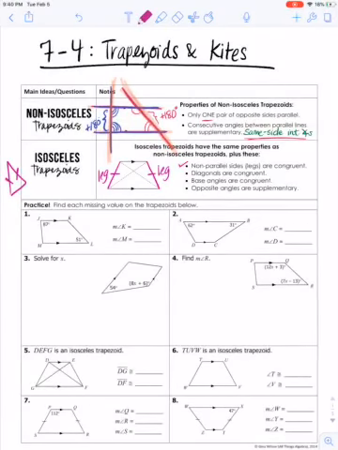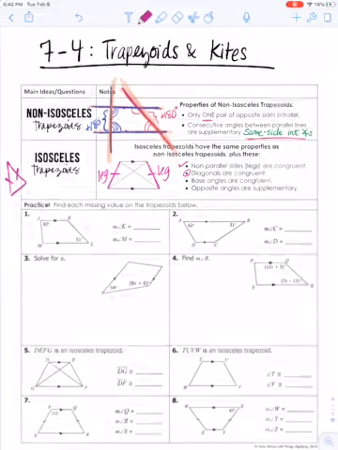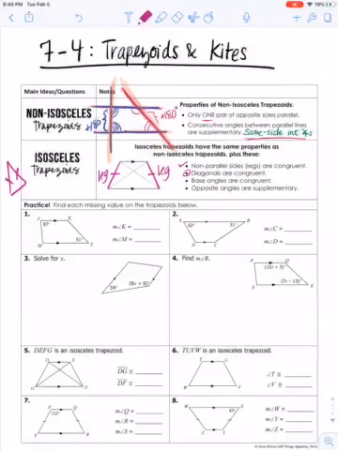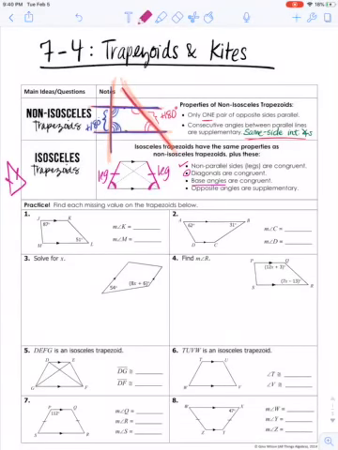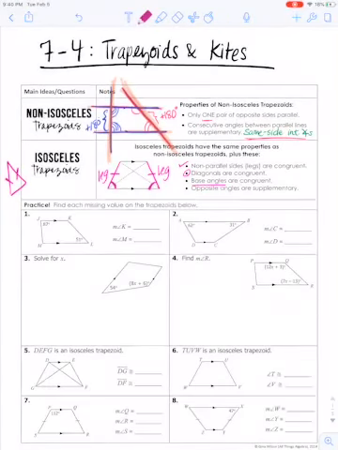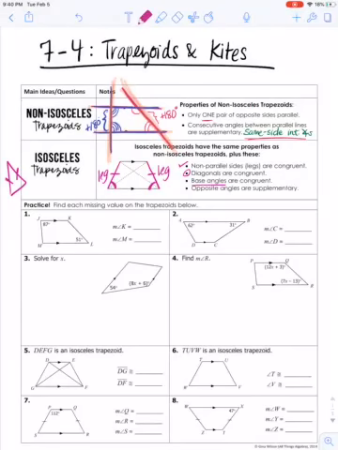There are some facts, though. Diagonals are congruent, so this diagonal is congruent to this diagonal. Also, base angles are congruent. The base angles are the ones at the bottom, here and here. But in trapezoids, there are actually two pairs of base angles, so not only are those two at the bottom congruent, but these two at the top are congruent to each other.